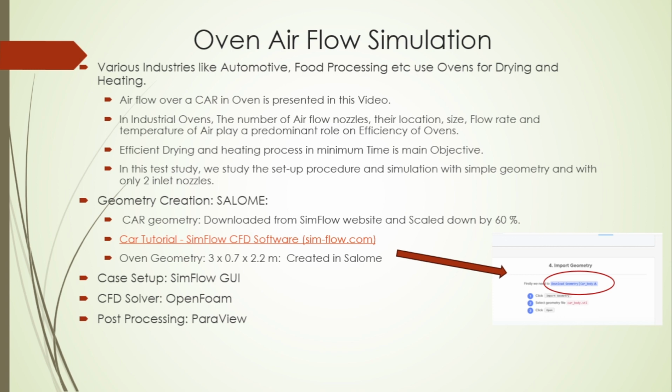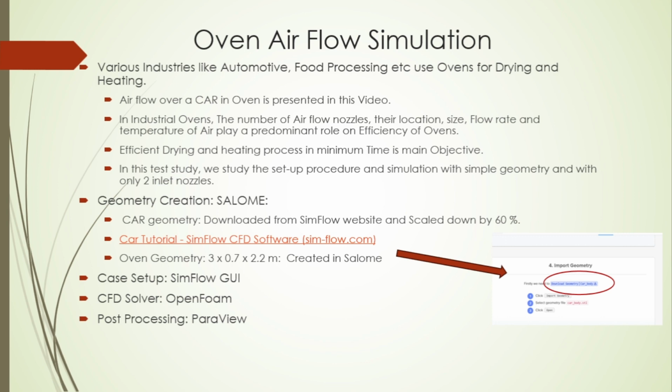I have created the geometry of the oven in SALOME and the car geometry is downloaded from the SimFlow website. The link is given here and I will add this in the description also. So the oven geometry dimensions are given here, that is 3 by 0.7 by 2.2 meters. I have scaled down the car geometry to enable the simulation in the SimFlow evaluation version. The case setup is done in SimFlow GUI and the CFD solver used is OpenFOAM, and post processing is done in ParaView.